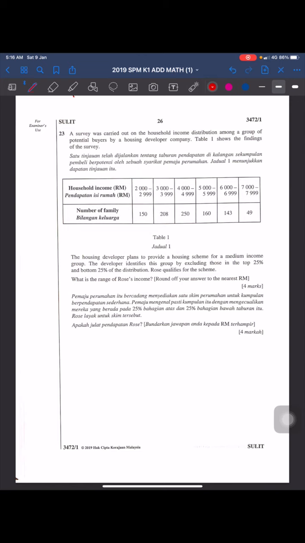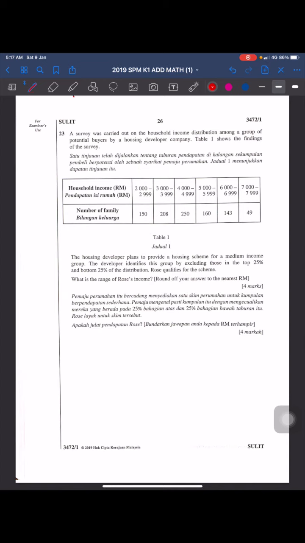Okay, question number 23. A survey was carried out on the household income distribution among a group of potential buyers by a housing developer company. Table 1 shows the finding of the survey. Okay, the housing developer plans to provide a housing scheme for a medium income group. The developer identifies this group by excluding those in the top 25 and bottom 25 of the distribution. Rows qualifies for the scheme.